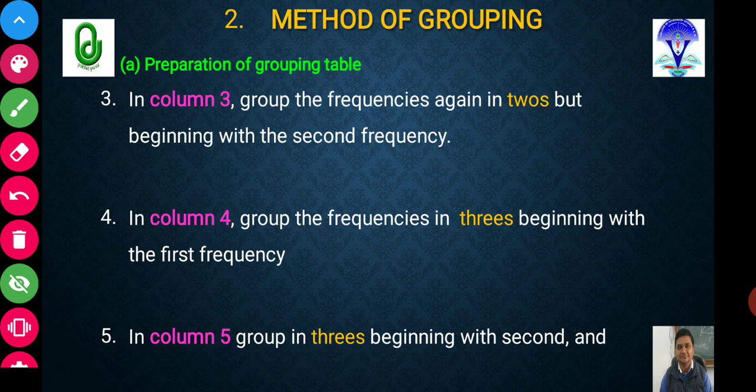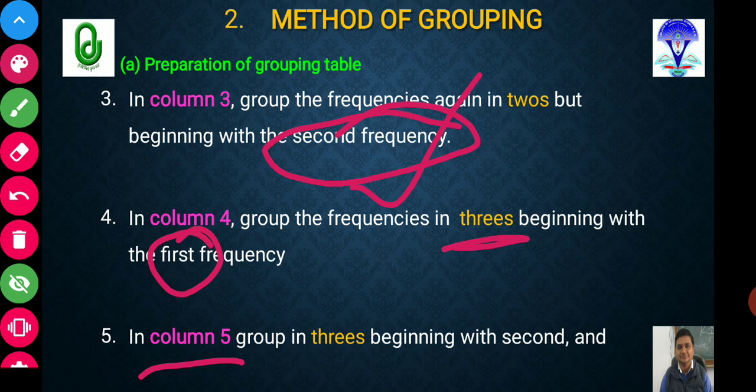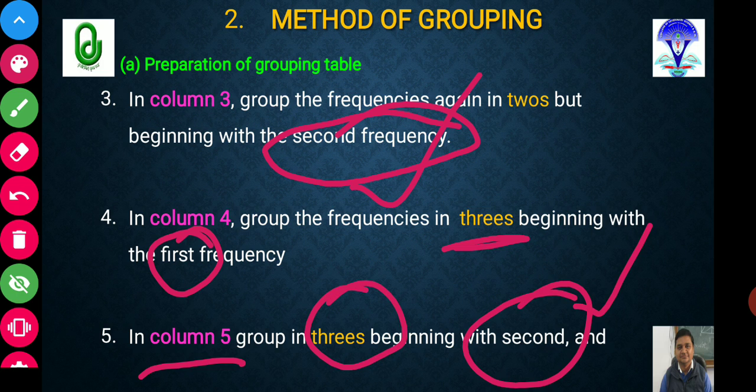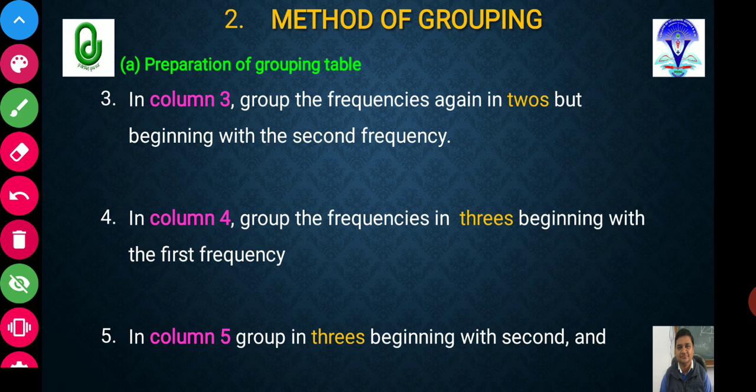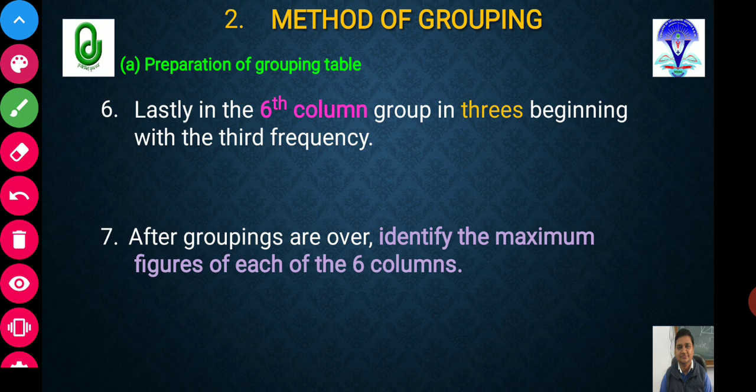Now next, in column 3, group the frequency again in 2s but beginning with the second frequency. Similarly, in column 4, group the frequency in 3 beginning with the first frequency. In column 5, group again in 3 beginning with the second frequency. Then lastly in the sixth column, group again in 3 beginning with the third frequency.